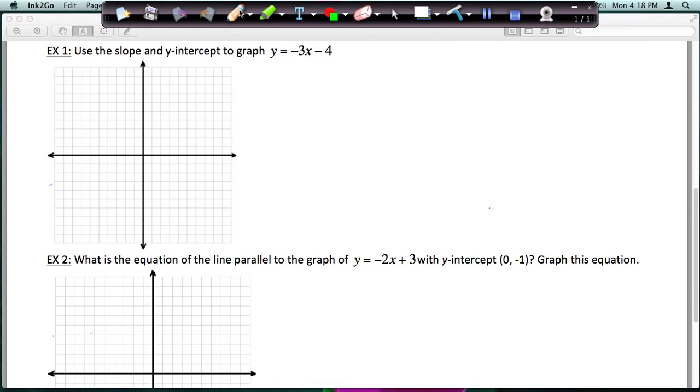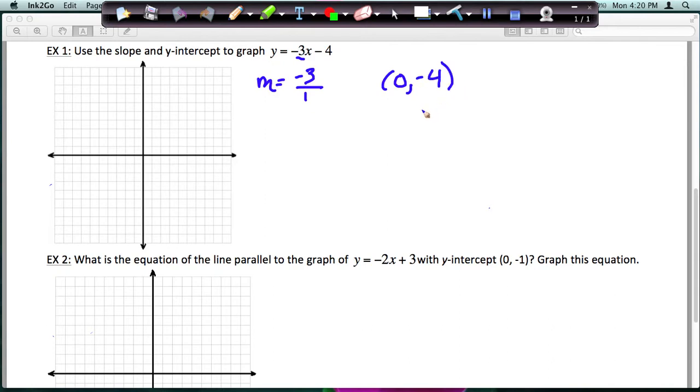Okay, so let's go ahead and use the slope-intercept form to graph this equation y equals negative 3x minus 4. This equation is already solved for y, so I already know what my slope is. Remember, my slope is the number in front of x, which in our case is negative 3. I'm going to write this as a fraction, so negative 3 is the same thing as negative 3 over 1. And then my y-intercept is this number all by itself, which is a negative 4. And so remember, the y-intercept is the point 0, negative 4.